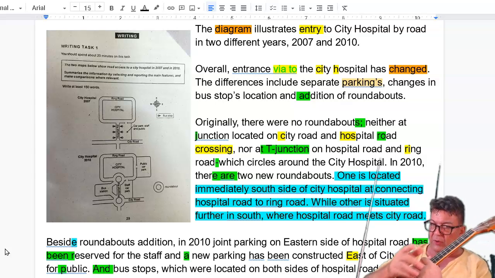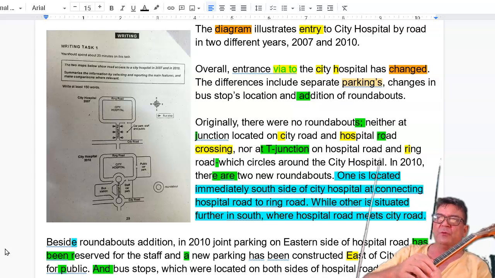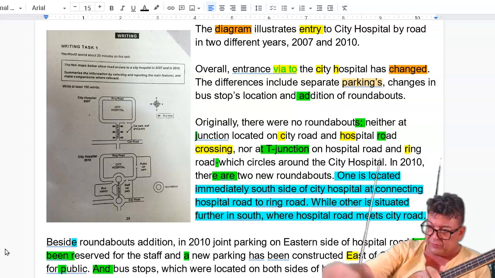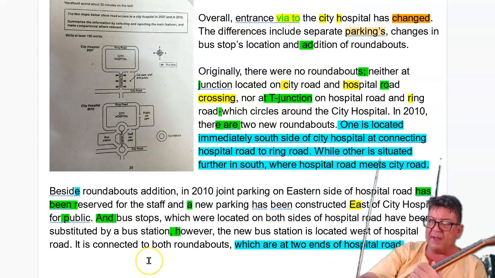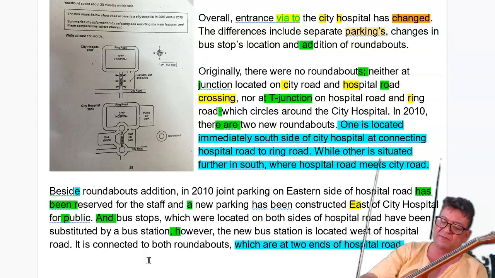And don't start a sentence with and. In bus stops, which were located on both sides of Hospital Road, have been substituted. Really? Has been substituted. The new bus station is located west of Hospital Road. It is connected to both roundabouts.